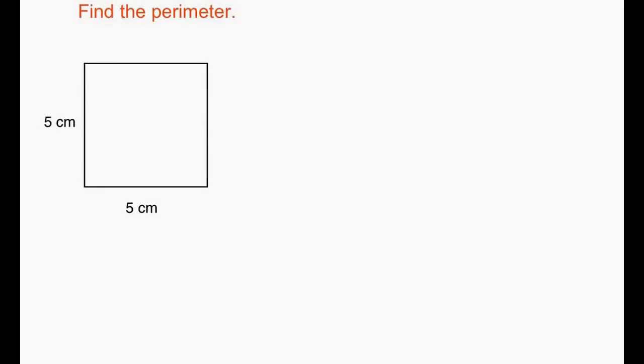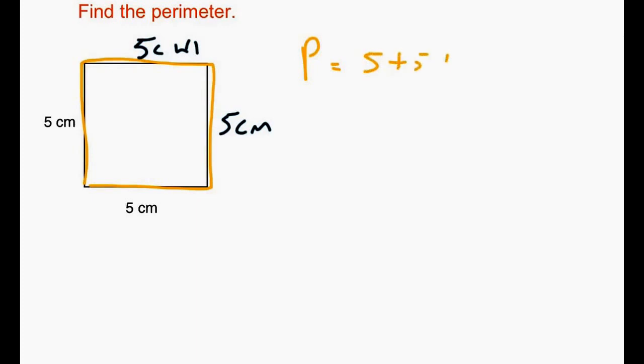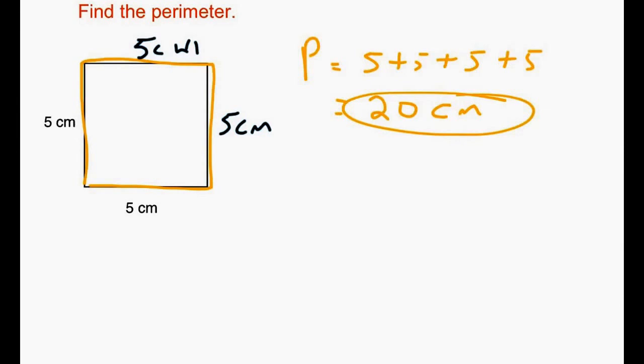Alright, so we want to find the perimeter of this square. So we know that we want to find the distance all the way around. And since this is a square, all four sides are the same. All 5 centimeters. So one way I could think of this is perimeter would equal 5 plus 5 plus 5 plus 5, which equals 20, and it's 20 centimeters. And that would be our perimeter.